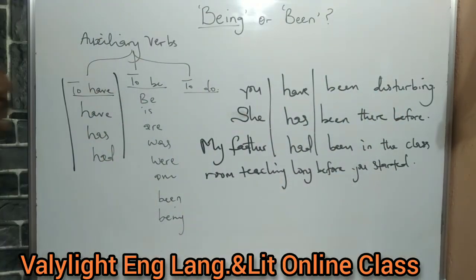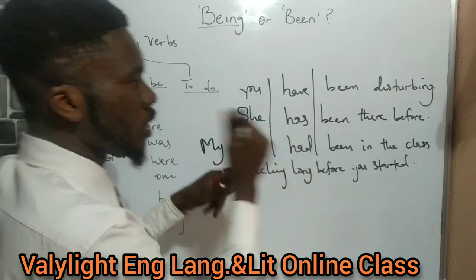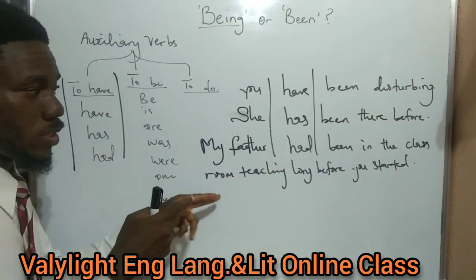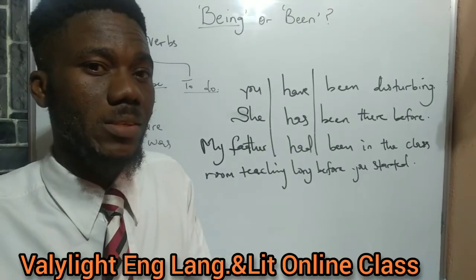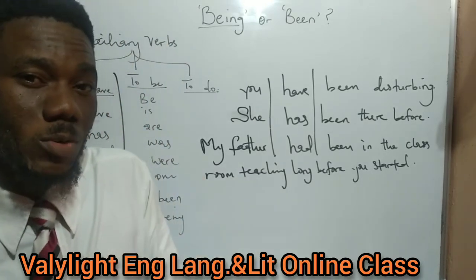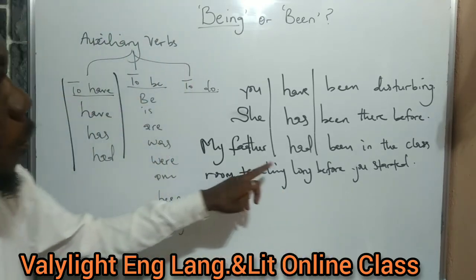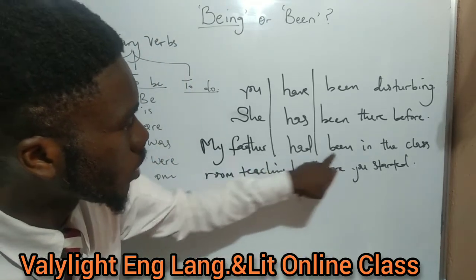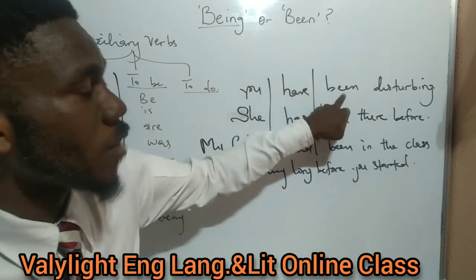You can have something like this. My father had been in the classroom teaching long before you entered. My father had been. This one is going with this. This particular sentence you are looking at is in the past perfect progressive tense form of the verb. Now you must bring together this had and been, or has and been, or have and been.